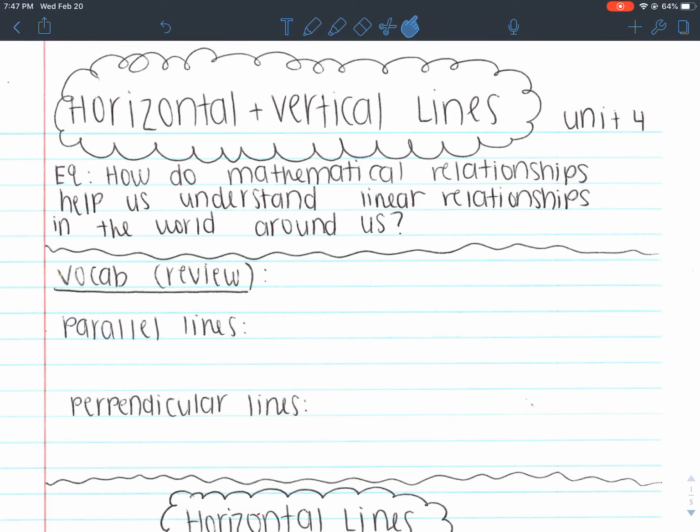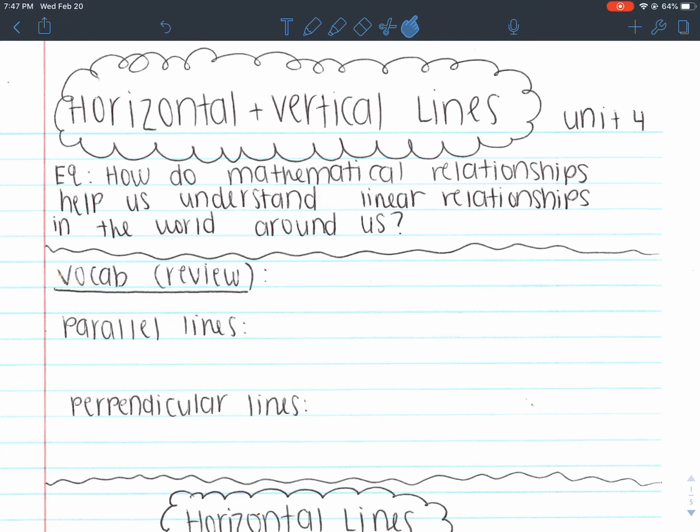Hey guys, these notes are for horizontal and vertical lines. Our essential question is, how do mathematical relationships help us understand linear relationships in the world around us? These notes are going to be fairly short, so they're actually not that hard.